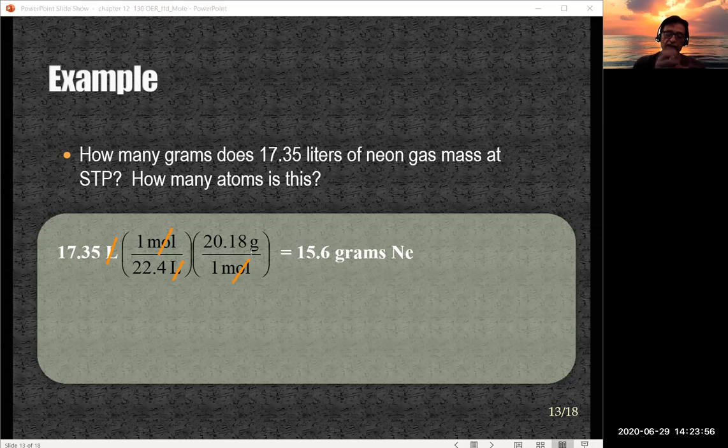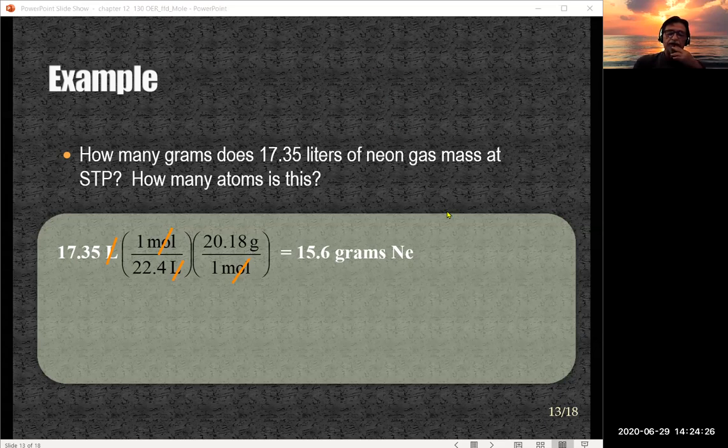So if you were in the lab and you needed 15.6 grams of neon gas, that's a hard thing to go out and weigh. But we can measure volume in the lab. We have ways to output a certain volume. If you're at STP, you can fix it so the volume that you output would weigh 15.6 grams. Okay.